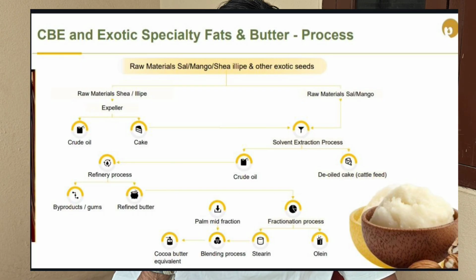And after we get the crude oil, this will go to the refinery process. Now it is refined to remove the smell and the color. After the refinery process, we get the refined butter. Now this refined butter will go to the fractionation process. This is an important process. Fractionation will separate the oleic and stearic. Oleic is the liquid part, stearic is the solid part. Now the stearic is added with palmitic, using the palmate fraction. They blend those to get the final output, cocoa butter equivalent.